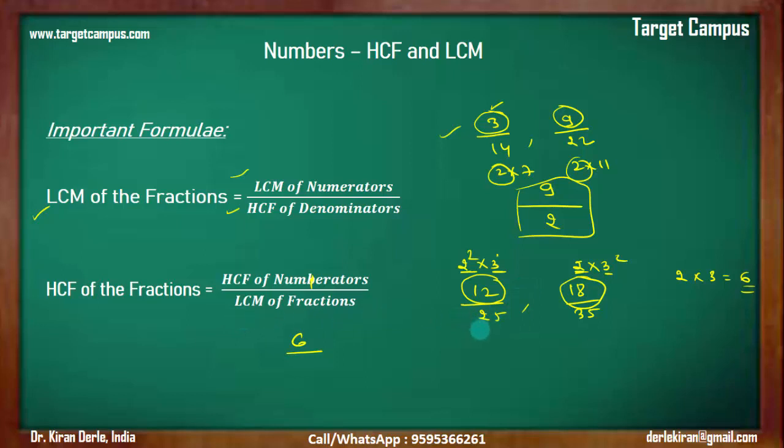Now the LCM of denominators. This is 5 into 5. This is 5 into 7, right? So whenever you calculate LCM, take the highest power of common factors and the remaining uncommon factors. This is 5 square. So the highest power of the common factor is 5 square into the uncommon factor 7. So 25 into 7, 175. So the LCM is 175. This is our HCF of these given fractions, 6 upon 175. I hope you are getting this point, right?